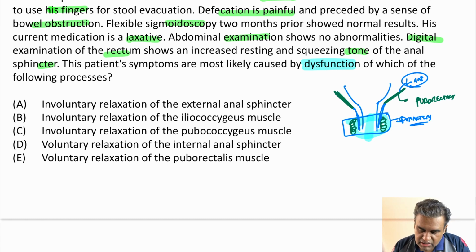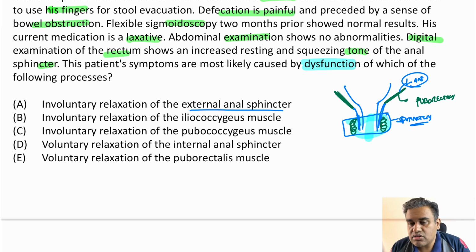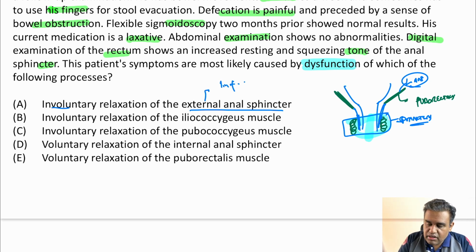Let us see. First option is involuntary relaxation of external anal sphincter. They are saying that the external anal sphincter is not able to relax, but involuntary. Is the external anal sphincter an involuntary muscle? The answer is no. The external anal sphincter is actually supplied by the inferior rectal nerve, a branch of the pudendal nerve. It is a voluntary muscle. Next, involuntary relaxation of the iliococcygeus muscle.